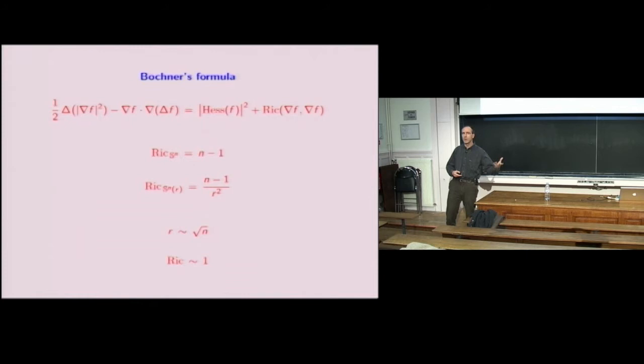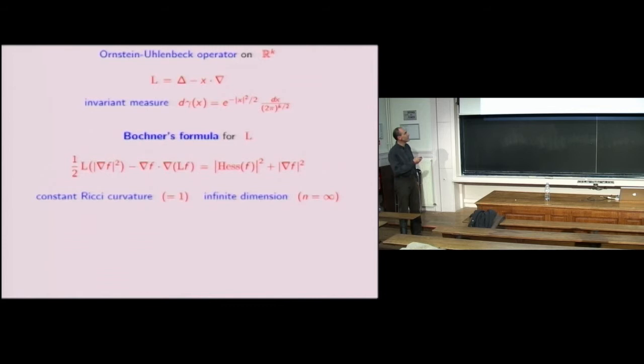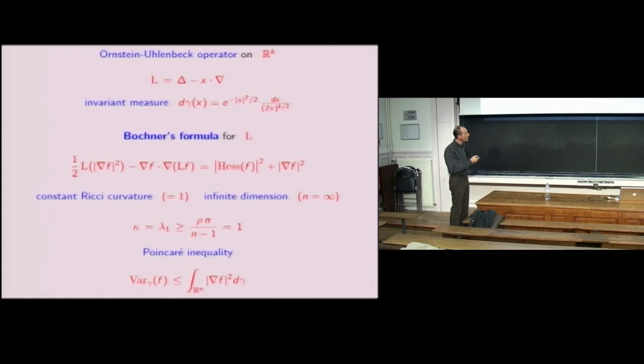Okay? And this is actually the game that you can play. Namely, if you look at this Ornstein-Uhlenbeck operator, which is this natural Laplace operator associated to the Gaussian measure, and if you write the Bochner formula for this operator, this means that you simply replace the Laplace operator by L. What you get is this. This means that you get exactly Ricci curvature equal to 1. And this has infinite dimension, because in this Poincaré limit, the dimension was going to infinity. If you let rho be 1 and dimension going to infinity, what you get is 1, and you recover the Poincaré inequality for the Gaussian measure as a limiting case from the sphere.